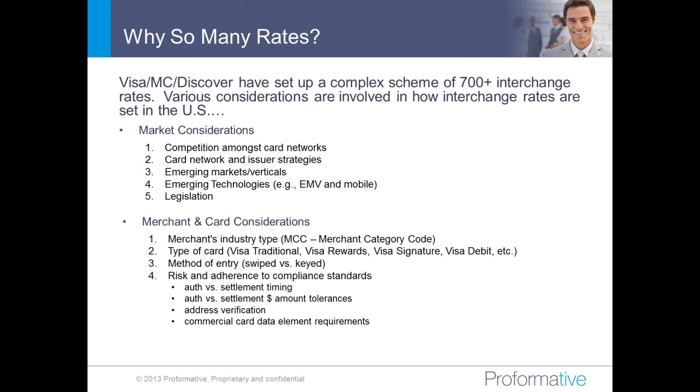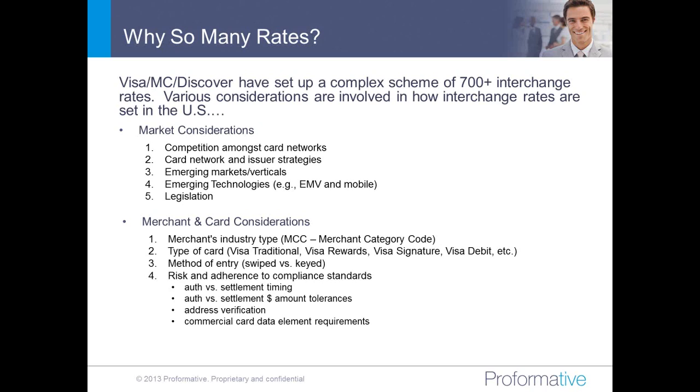And then there's also legislation, the most recent one being the Durbin Amendment, which took effect in October of 2010, which caused the regulated debit interchange rates to be set at 5 basis points and 21 cents. That created a new set of interchange rates, and then you have the unregulated, the old debit interchange rates. So legislation plays a part there. Those are some of the macro considerations.